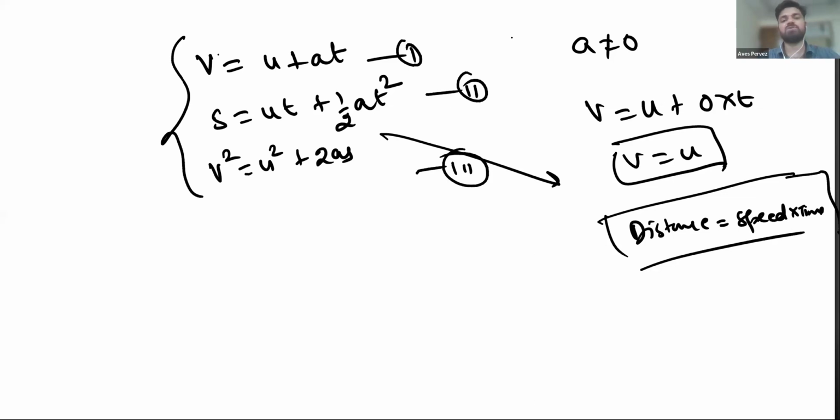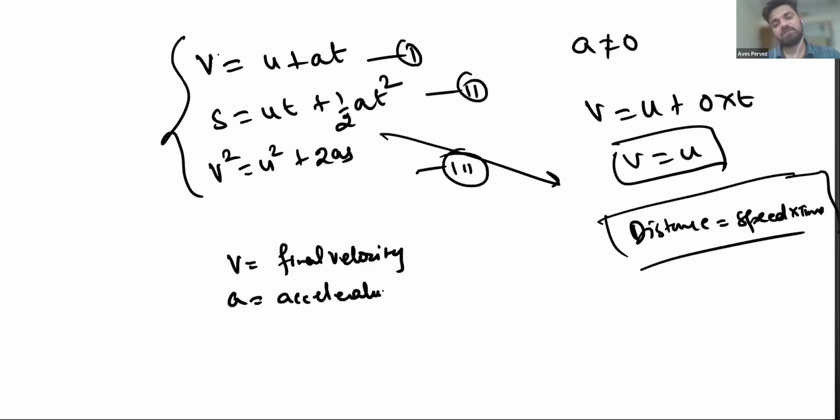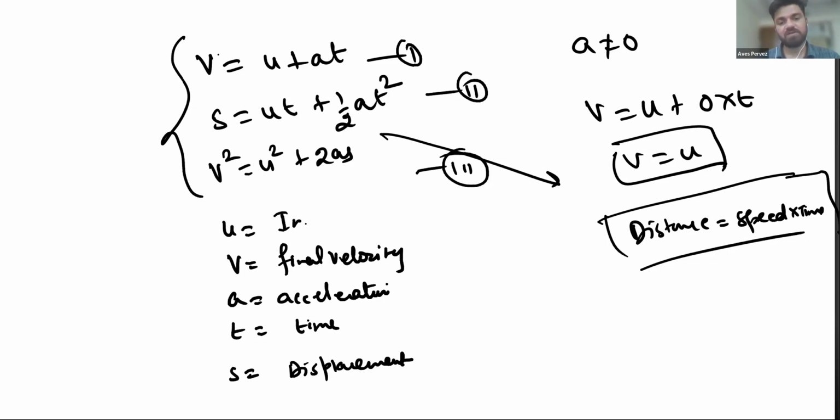I will give you some examples also. So let me write that v is final velocity, a is acceleration, t is time, and s is displacement. Now we have these 3 things, and u is initial velocity, so 5 things in total.